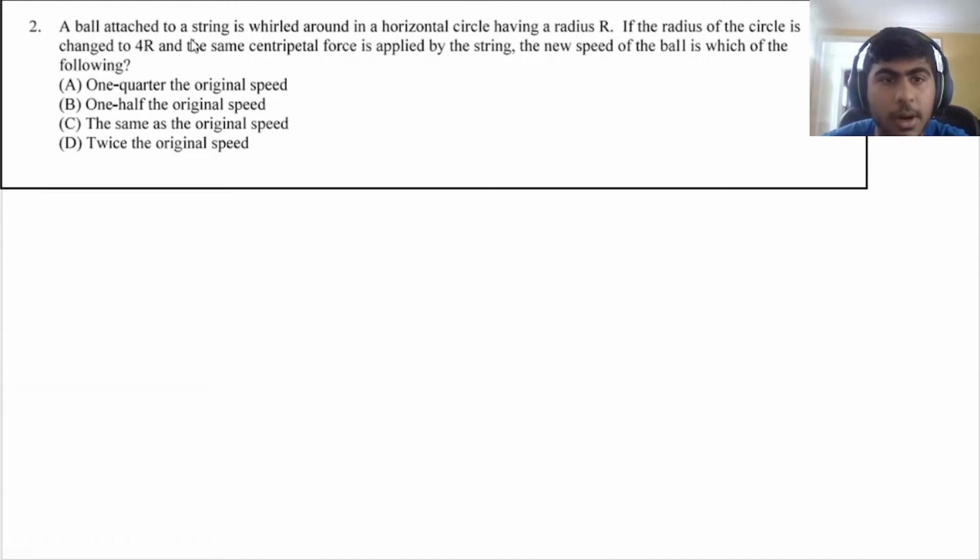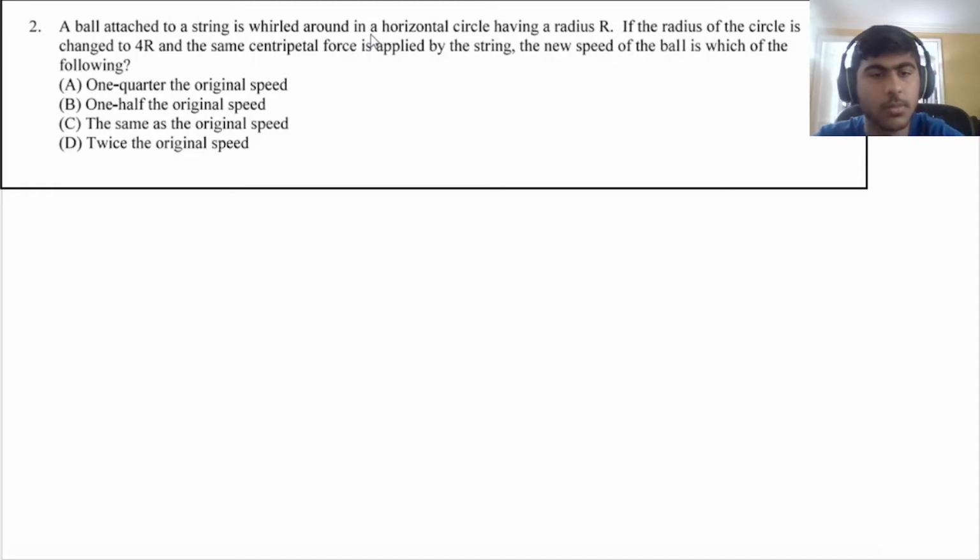All right, so a ball attached to a string is rolled around in a horizontal circle having a radius r. And if the radius of the circle is changed to 4r, and the same centripetal force is applied by the string, the new speed of the ball is which of the following? Alright, so they're asking us for a speed, right, a velocity. So what do we know about the velocity and about the radius and about the centripetal force?